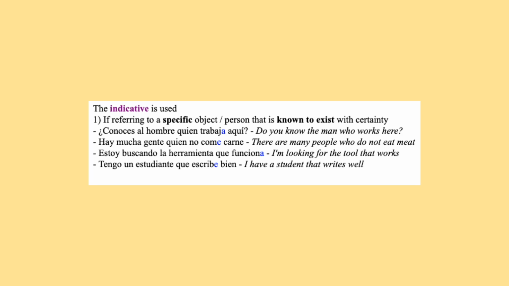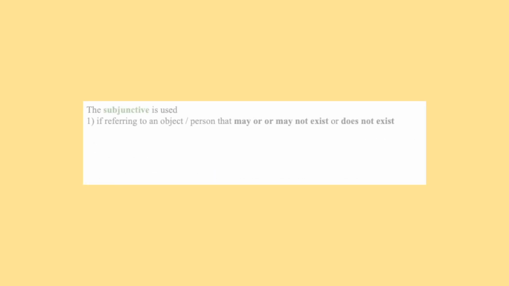Tengo un estudiante que escribe bien. Saying I have a student indicates that student does exist, and it refers to a specific person, so again the indicative is used. Queremos ver tu sonrisa que brilla. Your smile that shines is a specific object that does exist, so once again we use the indicative. Adjective clauses use the subjunctive if referring to an object or person that may or may not exist, or perhaps it does not exist altogether.